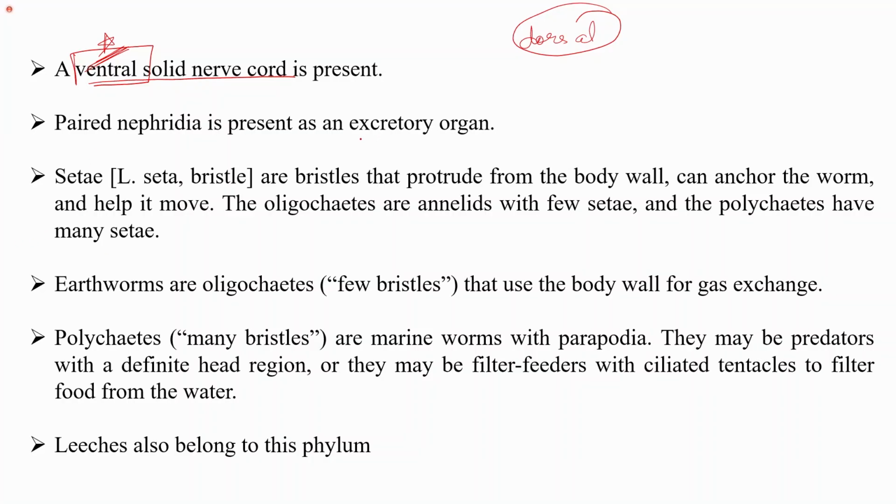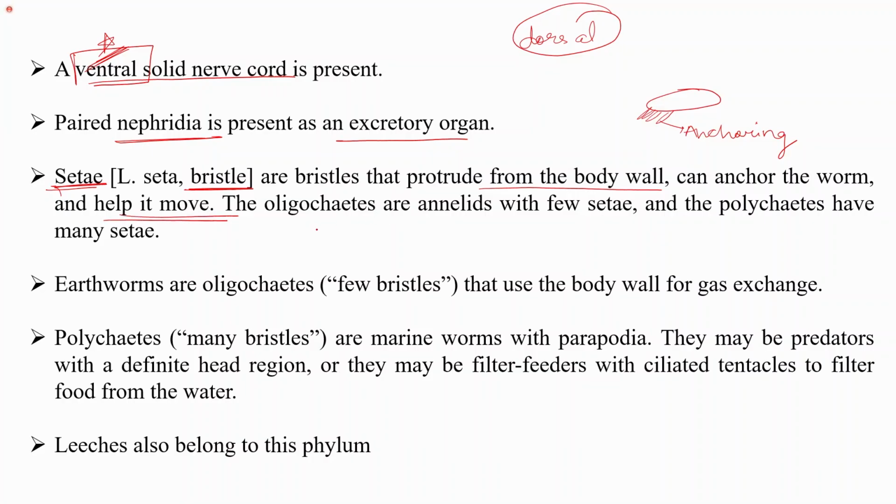Now, for their excretory system, they have paired nephridia. So paired nephridia are present as a part of their excretory organ. One of the other special features is the presence of setae. These setae are actually bristles that protrude out from the body wall. Suppose this is the body wall. These are the setae that protrude out from the body wall, and therefore they help in the anchoring of the worm. That is, they help the worm to get attached, and also they help in the movement.